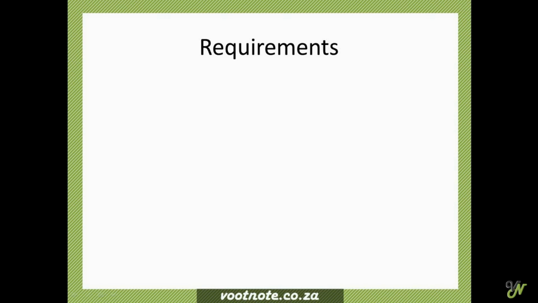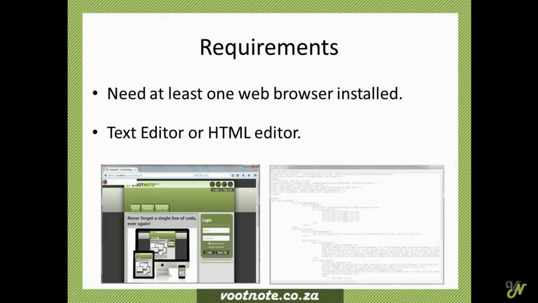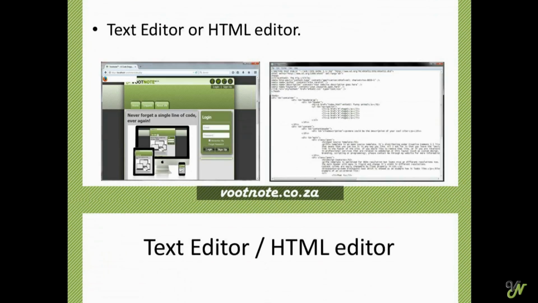So in the same way, as a programmer who is developing an HTML web page, you would need the following tools. Number one, you would need at least one web browser installed on your machine. Now we spoke about web browsers in the previous tutorial, so ensure that you do go back and watch it again so as to gain more understanding. The next thing we're going to need is an HTML editor or a text editor. So this software application is going to enable us to write the actual HTML code.